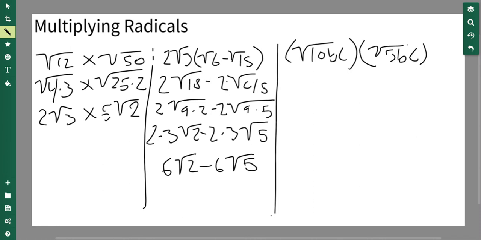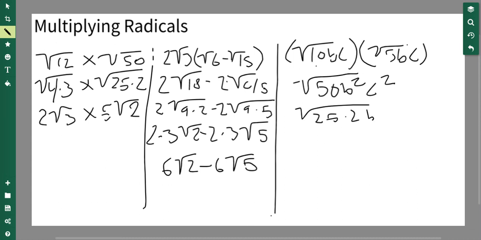So we'll go one at a time. Square root 10 times square root 5 is equal to square root 50. Square root b times square root b is equal to b squared. And c times c is c squared. So this is what we've got. So the next step was to simplify. So it's square root 50 times 2, b squared and c squared.